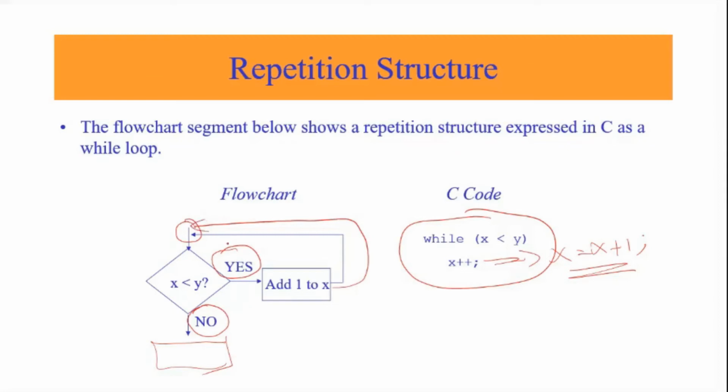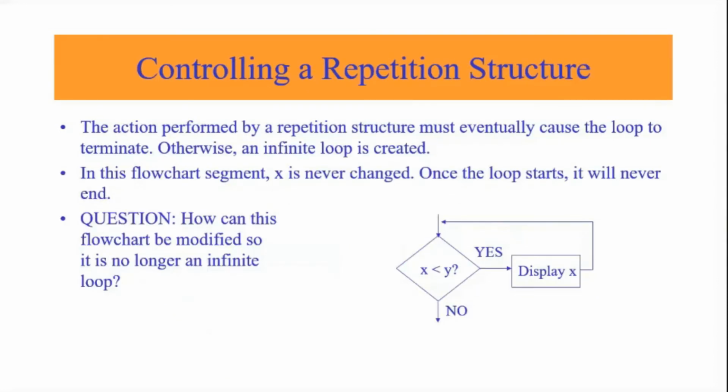But in a repetition, the output of this process is taken as input to this decision component. So that is a repetition structure. Controlling the repetition structure is somewhat difficult, in the sense that if the actions are not performed properly, that may eventually cause a loop which is infinitely running, which does not terminate at all.